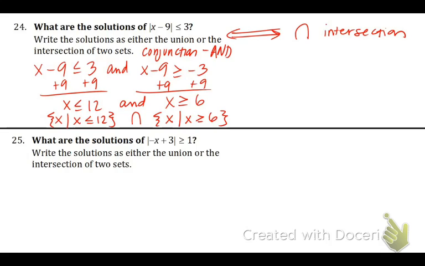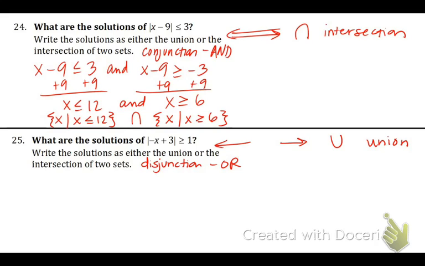So now let's do 25, very similar to the previous one, except this time we have a disjunction, which means we have an OR problem, and our graph would look something like this, so we're going to have to take the union, and the union is nicely, conveniently a U. So we're going to use that symbol in our answer.